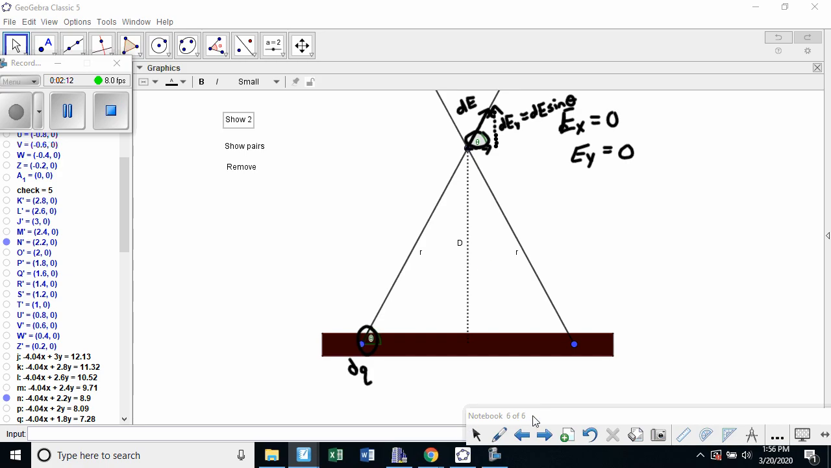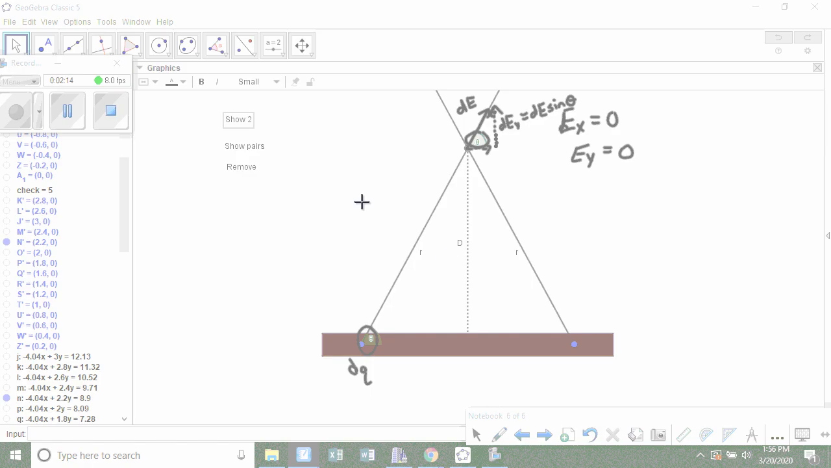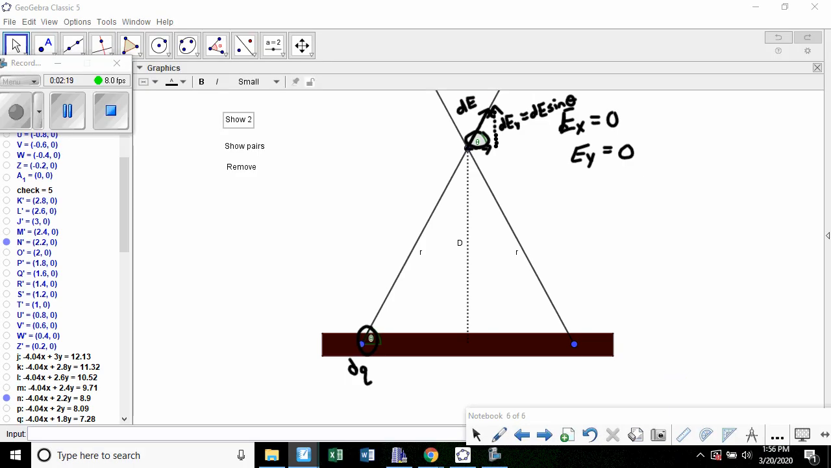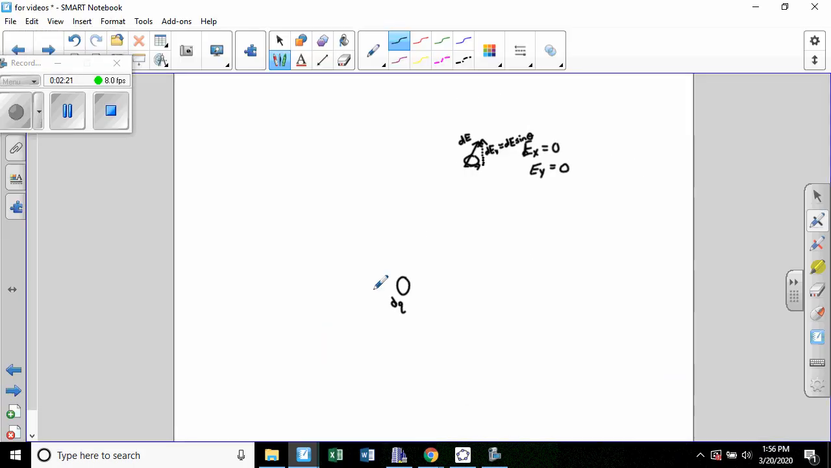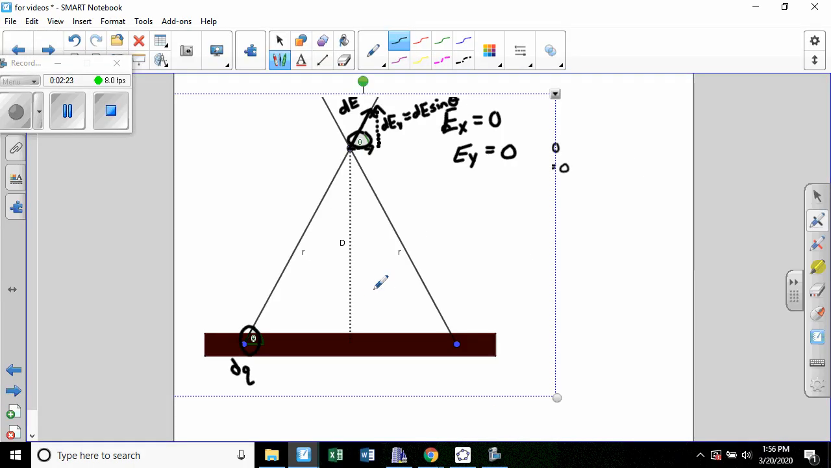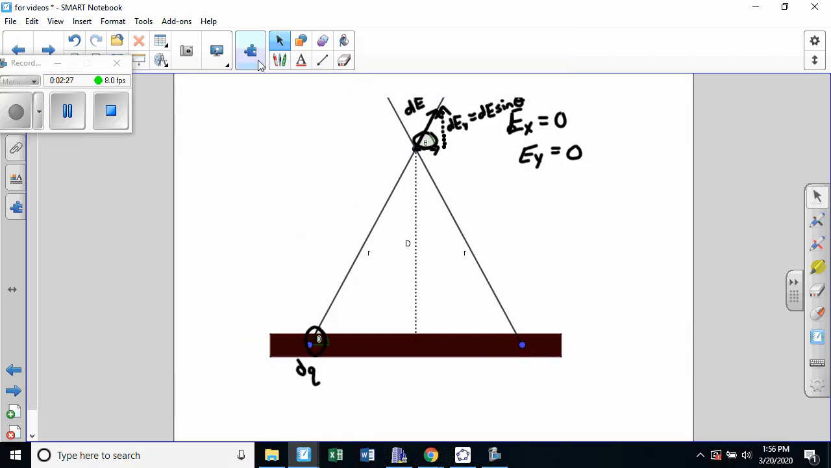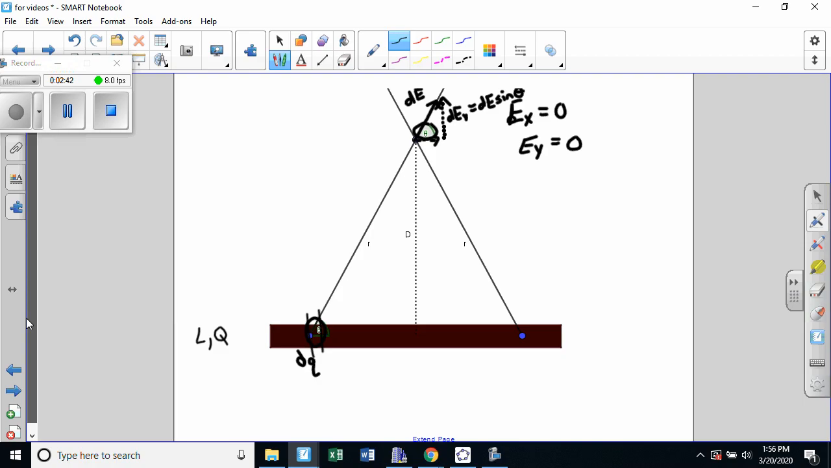Okay, so I'm going to go ahead and bring this guy into a SMART Notebook. So we have that image there, and we'll bring it to a SMART Notebook where we can go ahead and do our integral. So let me paste that guy in. Okay, so we've now got to consider each of the little tiny dq's along this bar of length L and total charge capital Q. So I'm going to go ahead and just slice off a little chunk of this bar that contains my dq.